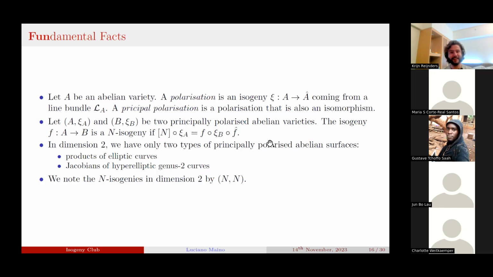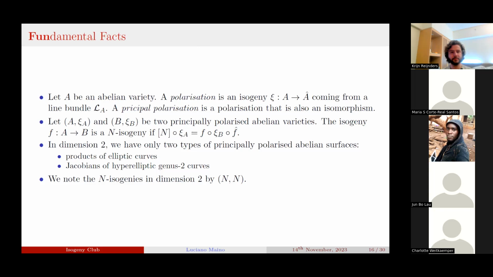Thanks anyway. So we denote the n-isogenies in dimension 2 by nn, because in cryptography we use both one-dimensional isogenies and two-dimensional isogenies. This is a way to distinguish between these two types of isogenies.